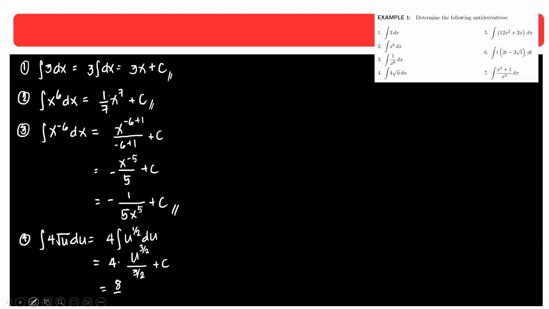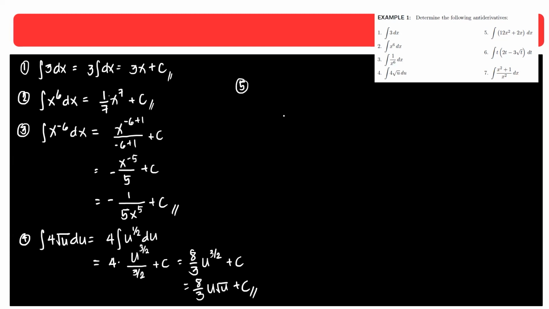Sorry, it doesn't write. I'll erase it. It becomes 8/3 u to the 3/2 plus c. But the problem is, if it's just this easy, maybe you can just rewrite that as 8/3 u root of u plus c. Can you follow? I'm not saying that the answer on top is wrong. It's just that, it's quite simple. Might as well have it expressed better.